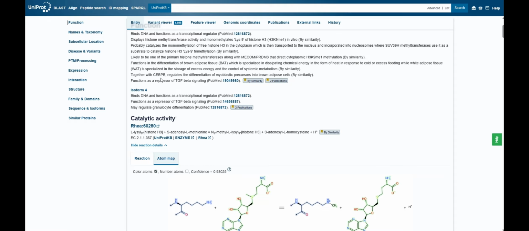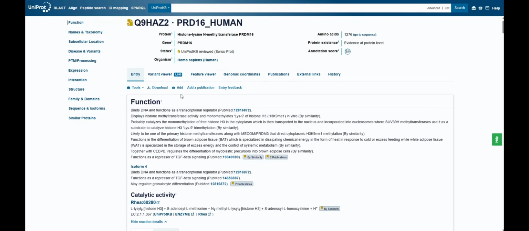regulates the differentiation of myoblastic precursors into adipose cells, myoblastic precursors. So I may have said stem cells earlier, not quite, different category. Anyways, that's how you would look that up.